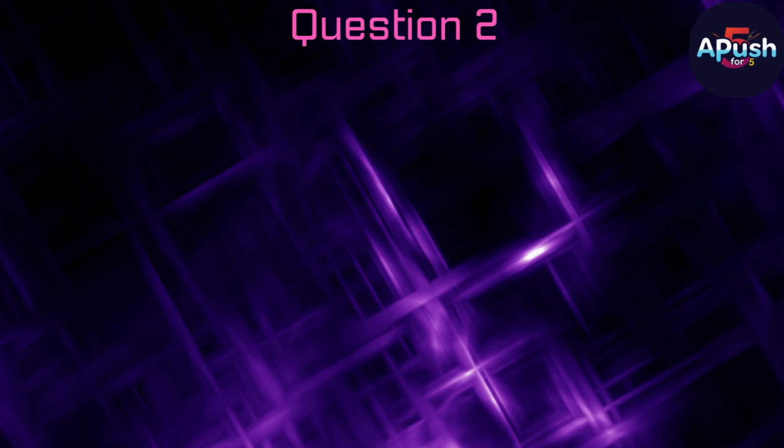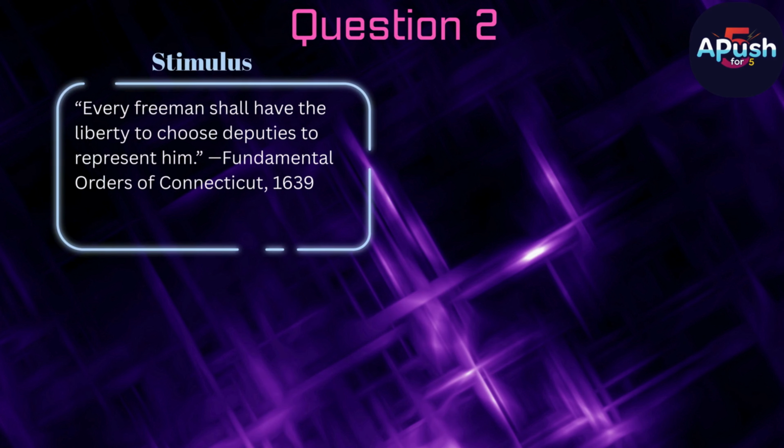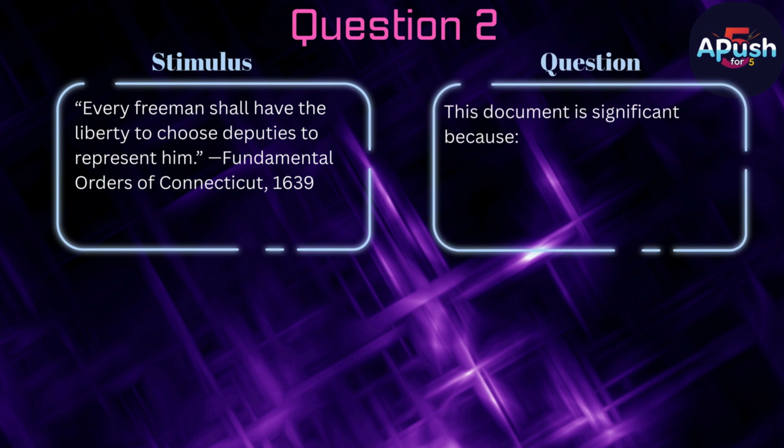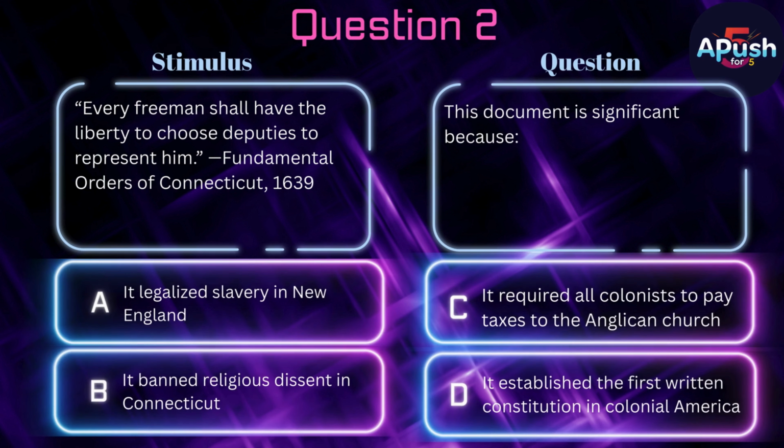Question 2. Stimulus. Every freeman shall have the liberty to choose deputies to represent him. Fundamental Orders of Connecticut, 1639. Question. This document is significant because A. It legalized slavery in New England. B. It banned religious dissent in Connecticut. C. It required all colonists to pay taxes to the Anglican Church. D. It established the first written constitution in colonial America.